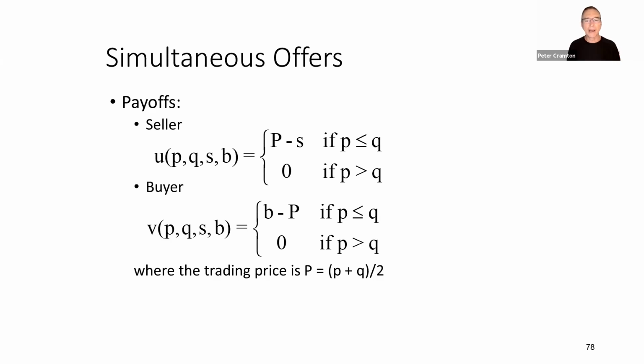And similarly for the buyer, it's just B minus P, the buyer's value minus the price they pay, in the event that we trade, the offers are compatible, the seller is below the buyer. And what is price? Price is just, in the event we trade, split the difference, halfway between. So fair. Fairness is a good thing. So this is a good fair rule.